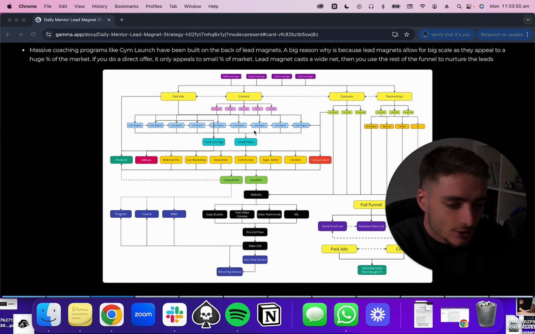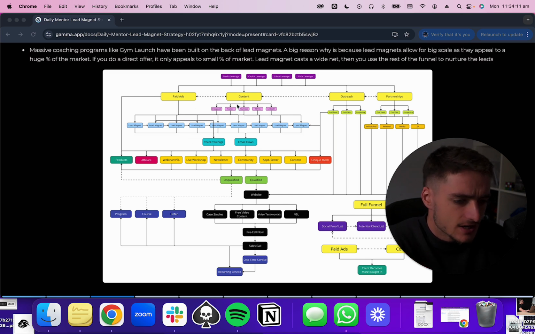Now, some people look at this diagram and they completely freak out. But this is what a full marketing funnel should look like, where you have your paid ads, you have content, you have outreach, probably less applicable to coaching programs. And then you also have your partnerships, your affiliate, your JV, whatever.